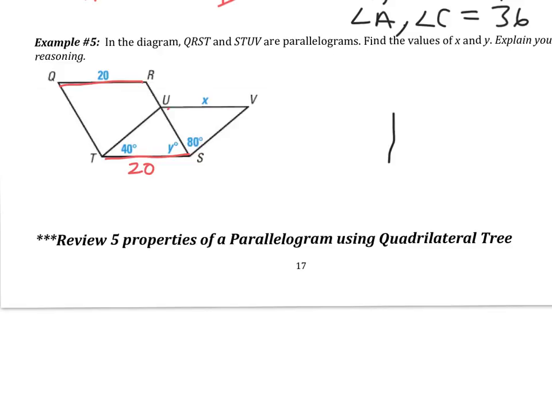And then UV is opposite of TS, so therefore it's 20. Very good. That's kind of like the transitive property. If A equals B, B equals C, then A equals C. Okay? What about Y?